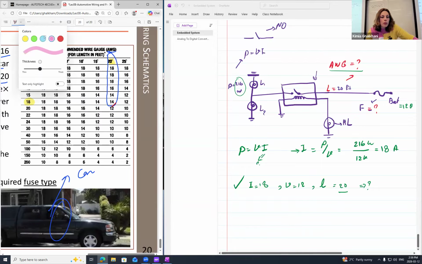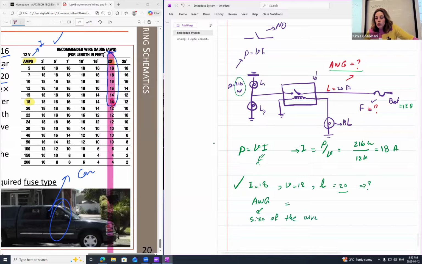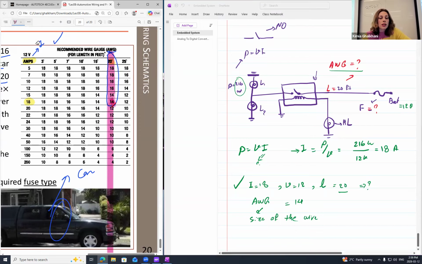Then I can say, based on this information and what I can find from here, the best option is the wire to be 14. So I'm going to write it in here, AWG. Remember, this is the size of the wire. The proper size is going to be 14. AWG 14. So far, so good. Now, you learn how to read this one, kids. This is important. You are going to have a similar question on your test. Therefore, try to learn how to read the AWG table. Makes sense? Easy, but important, okay?